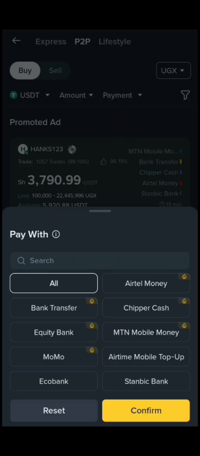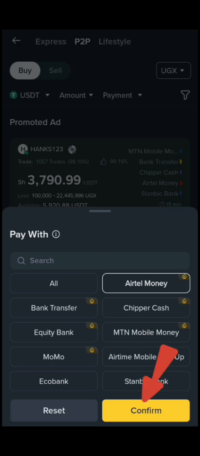After pressing on payment, we have a lot of payment methods here: bank transfer, Equity Bank, Momo, Eco Bank, Airtel Money, Cheaper Cash, Airtel Money, mobile top up. But today I'm going to use Airtel Money. We also have M10 mobile money here, but I'm going to use Airtel Money. So switch to the payment method you want to use to buy USDT. After, press on confirm.